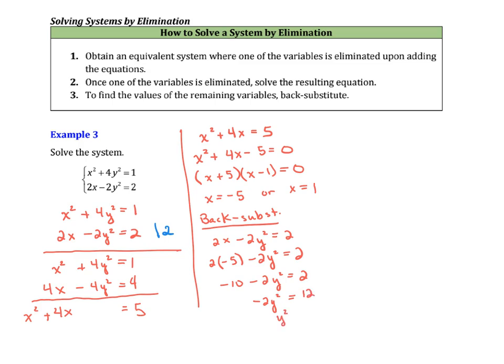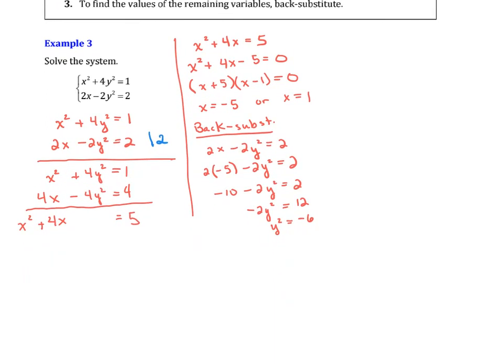So y squared equals negative 6. So if y squared equals negative 6, that would mean that y would have to be positive or negative square root of negative 6. So this is not real. So there's no solution for that.